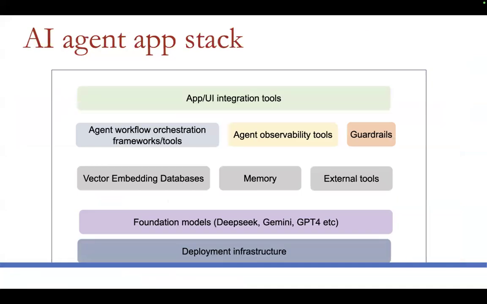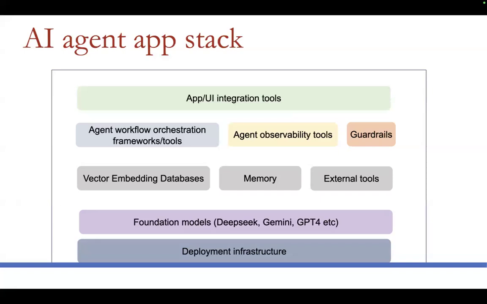Now, coming to how to build AI agents, this is a rough application stack of how an AI agent application stack will look. At the bottom, you will have the deployment infrastructure like cloud or some hardware infrastructure, over which your foundation models like DeepSeek, Gemini or GPT-4, any foundation models, are going to run. Then you will have a database, a vector embedding database, which is going to store embeddings, because embeddings are basically needed to convert images to a numerical form, right?